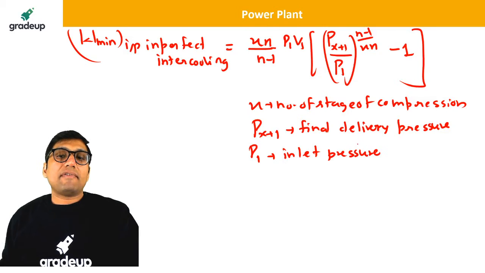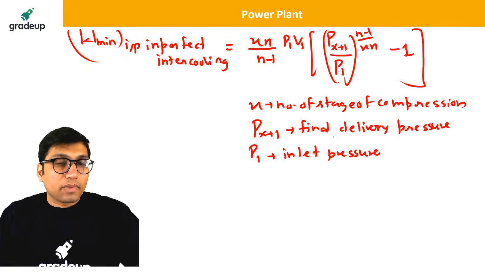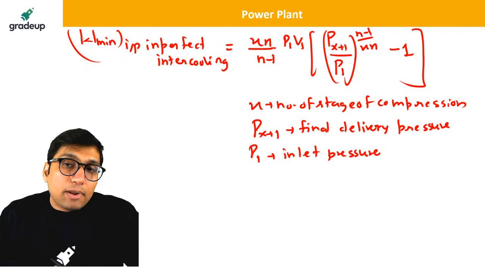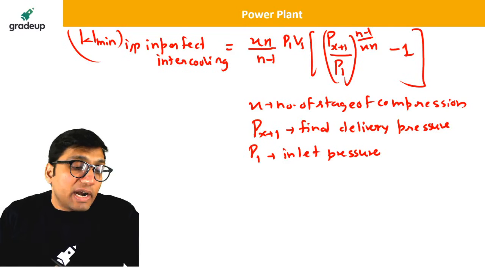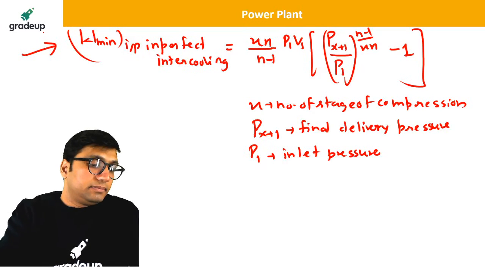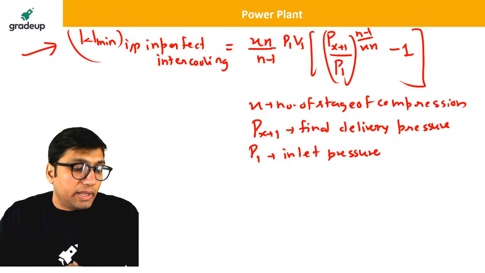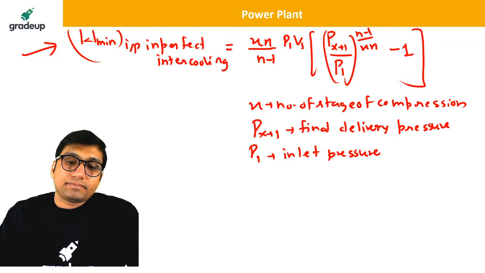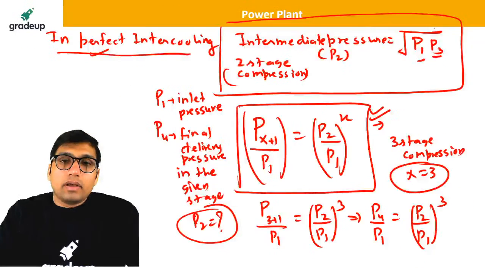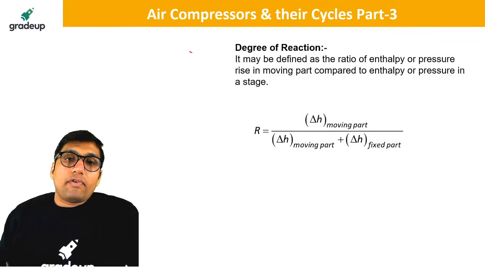So if they have given the value of inlet pressure, suction pressure, final delivery pressure and number of stages of compression, you can directly find the minimum work input in perfect intercooling. This is a direct formula. Clear everyone? Is it clear to everyone? Please tell me. Direct formula for finding the minimum work input for perfect intercooling. Clear everyone? So let's move on to the very important thing, degree of reaction.